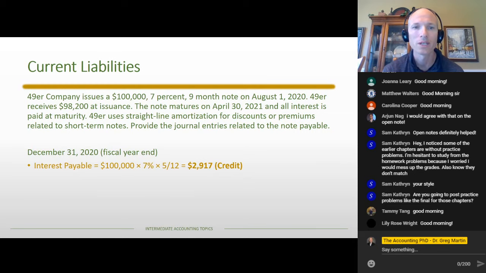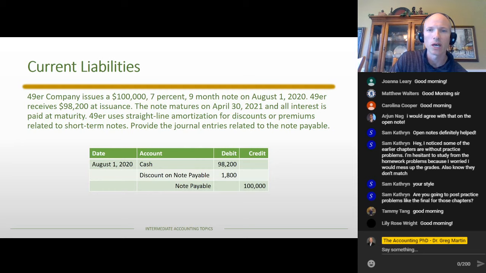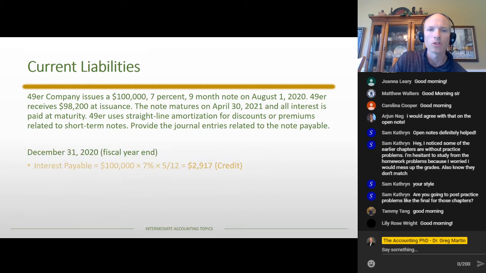And so, again, going back to the original discount balance is $1,800. It's a 9-month note. And what I want you to do is give me the journal entry amount and whether it's a debit or credit for the discount. I'm going to give you a few seconds here in the chat to give me that information, and then we'll see how many of you got it right.